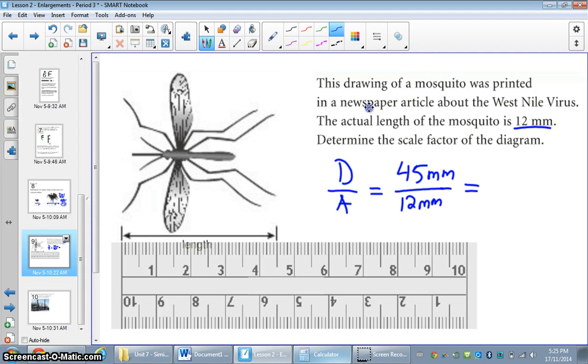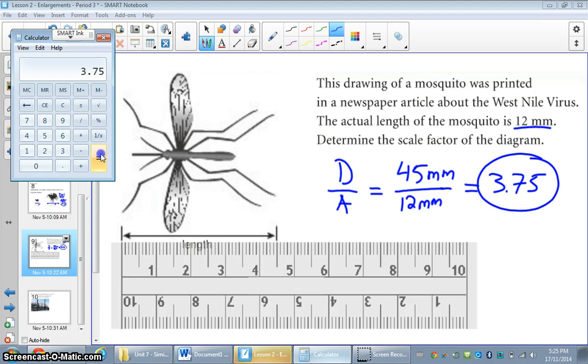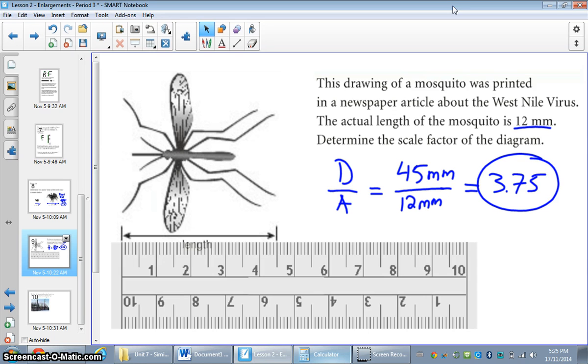Okay, so then we divide. We have 45 on the diagram, 12 on the actual. We go 45 divided by 12 equals 3.75. Which means that the diagram is 3.75 times bigger than the actual mosquito, and also the scale factor is 3.75.